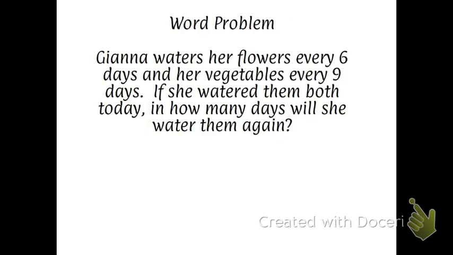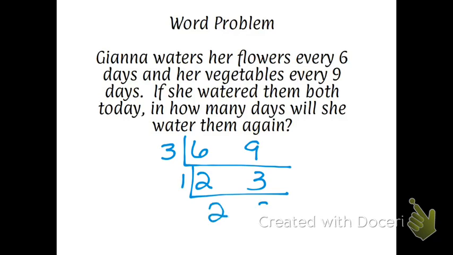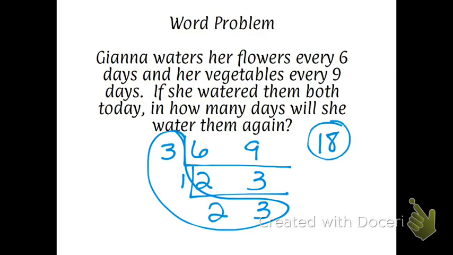We have Gianna, and she waters her flowers every 6 days and her vegetables every 9 days. If she watered them both today, in how many days will she water them again? So this is a together again question. LCM, together again. So we're looking for the LCM of 6 and 9. We can make the cake: 3, 2, 3. Any more common factors? No. So we put 1, 2, 3, and then remember we multiply the whole thing together. So we get 18. In 18 days, she will water them again.